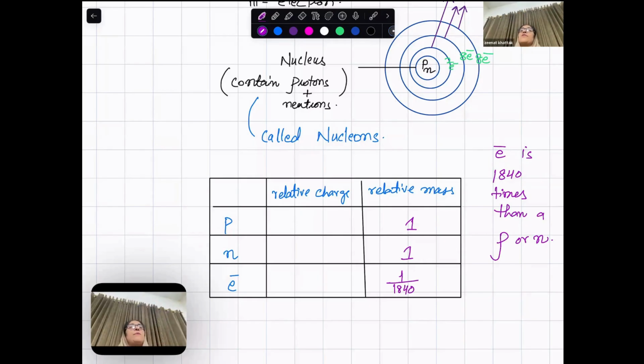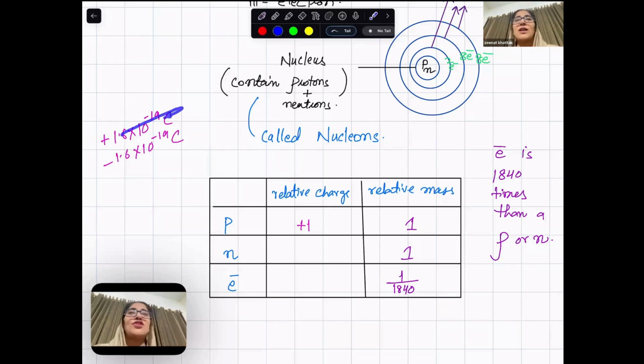Right? And what about relative charge? You know, the charge of the proton is +1. It's not actually +1. It's 1.6 times 10 to the power minus 19 coulomb. Plus for proton, minus this much coulomb for the electron. So whatever is the charge of the proton is equal to the charge of the electron. They are opposite but equal. So +1, -1, and no charge.